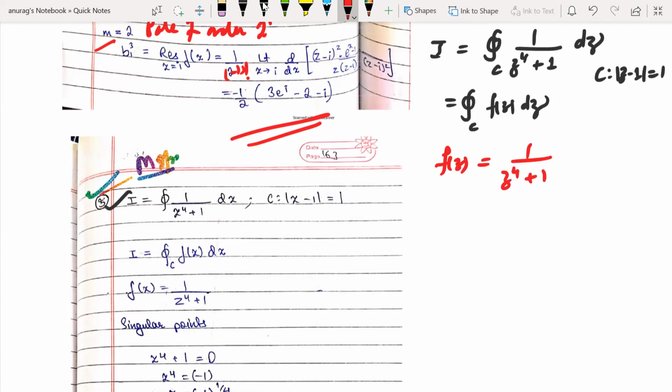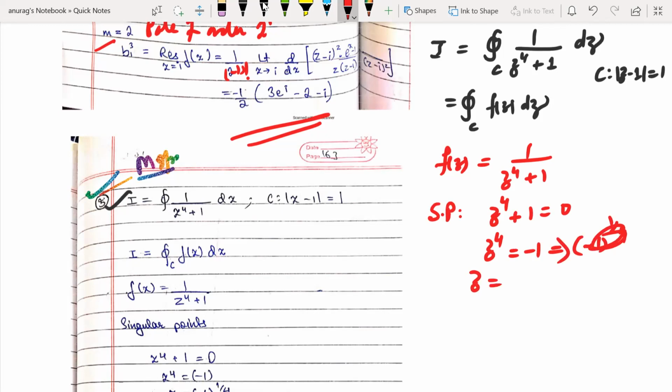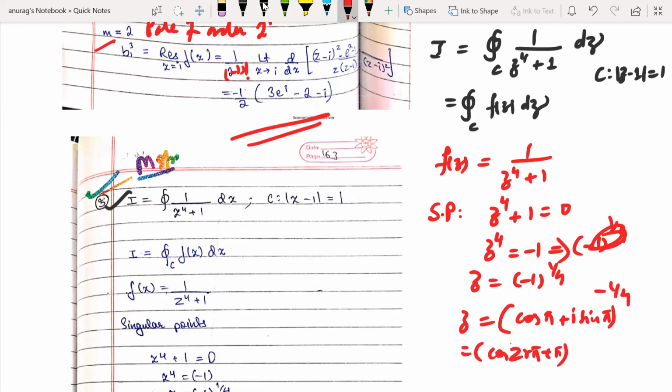So singular points are the collection of points where the function is not defined. z to the power 4 plus 1 equal to 0. So z to the power 4 is minus 1. We have to find the fourth root of minus 1. This implies z equal to (minus 1) to the power 1 by 4. And we know that minus 1 can be written as cos pi plus i sin pi. Now use the general value, that will be (cos (2r pi plus pi) plus i sin (2r pi plus pi)) to the power 1 by 4.